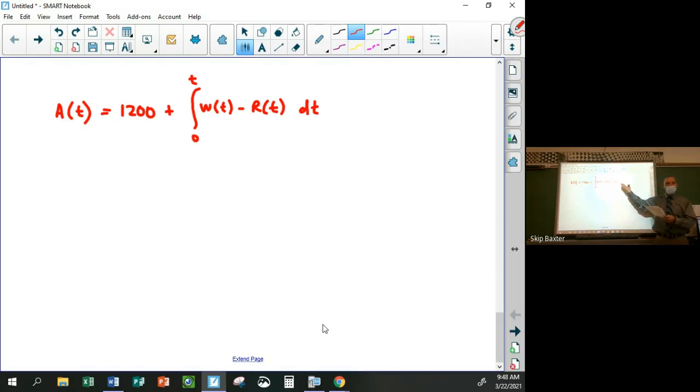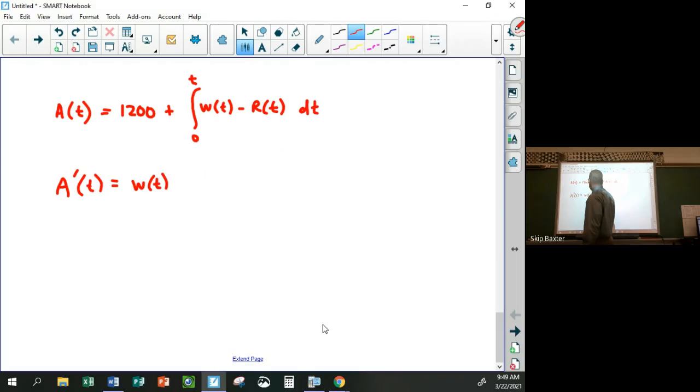Everybody agree that this is the formula to get the total amount of water at any time, okay? So if you're trying to figure out when the minimum value of the amount is, then it's the first derivative test. So A prime is just W of T minus R of T. That's FTC part 2, right? But it makes sense too.